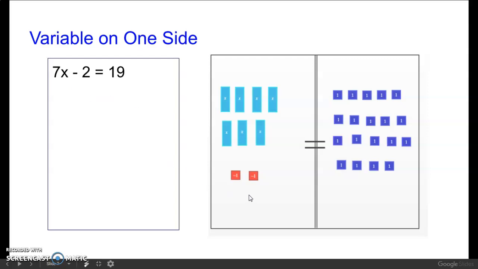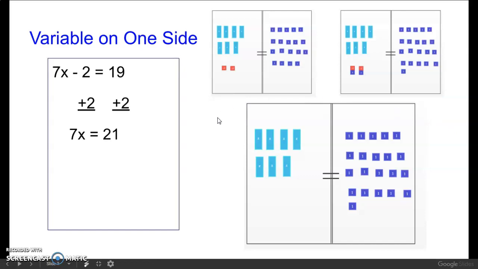You could also think about it like weight. If this is one side of the scale, these 7 x's and 2 negatives weigh the same as these 19 positives. The idea when we're solving is to keep everything balanced. So you're going to hear me say this over and over again. What we do to one side, we want to do to the other side, and that's to keep everything the same weight or balanced. So when we're solving for variables, what we want to do is isolate the variable.